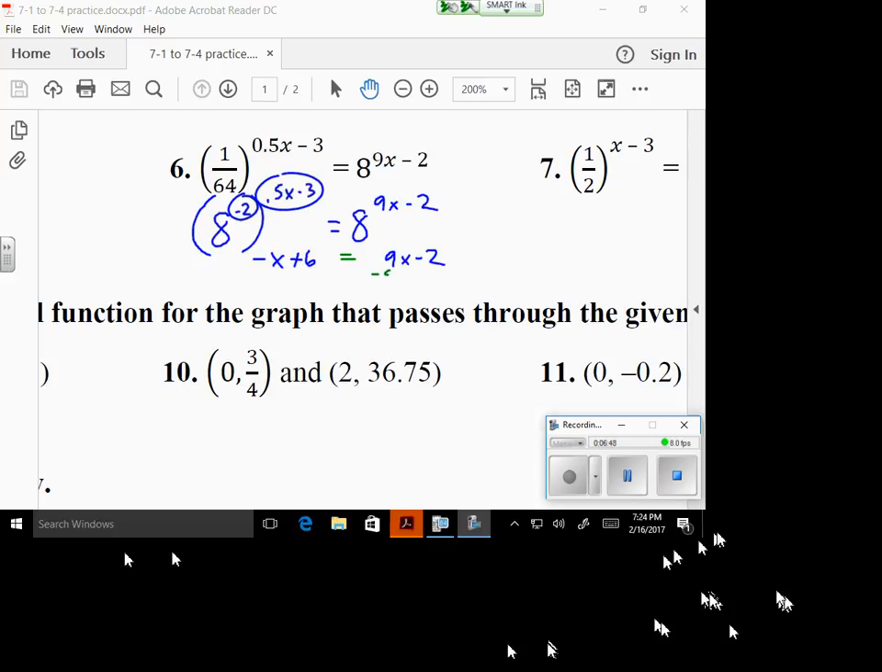Subtract 9x. Subtract 6. We get negative 10x is equal to negative 8. Divide by negative 10. X would be 8 over 10, which reduces to 4/5.